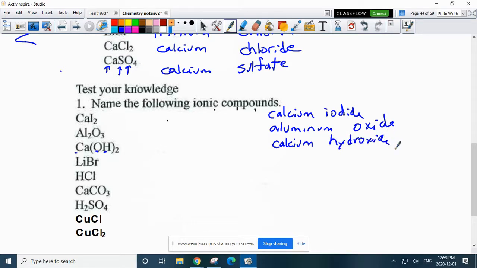Calcium hydroxide. Next one, Li is lithium. Br is bromine, becomes bromide. H is hydrogen. Cl, chlorine, becomes chloride.